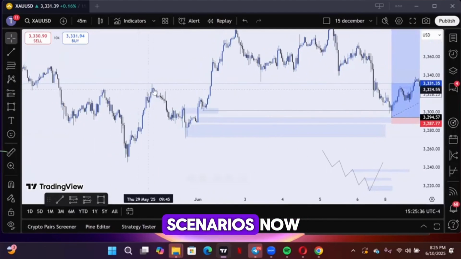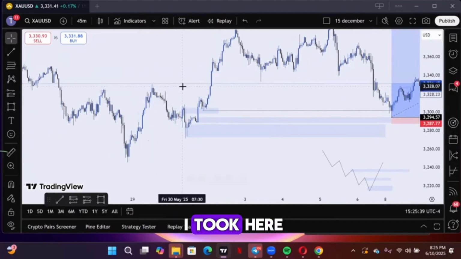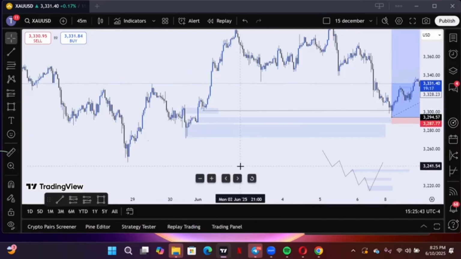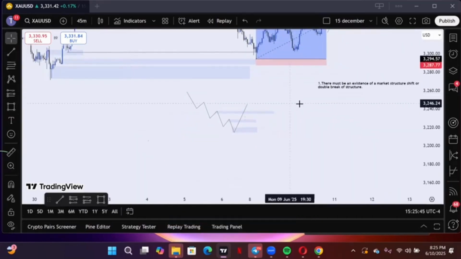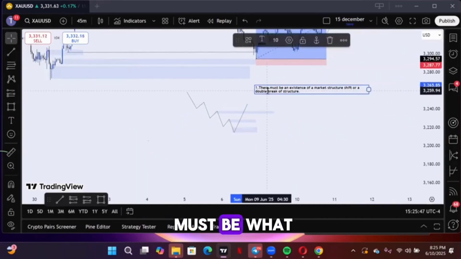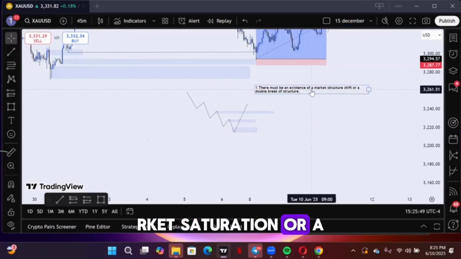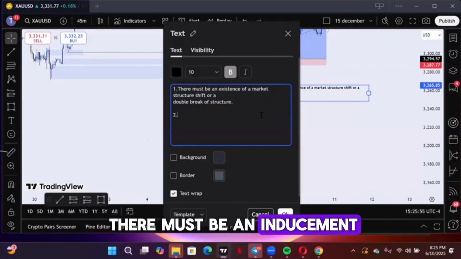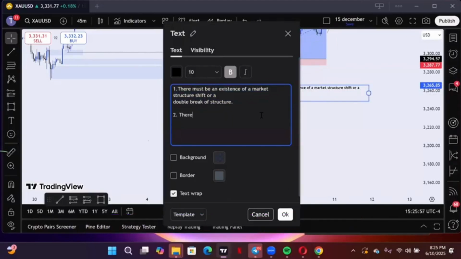So I'm using two scenarios now. This buy scenario that I took here and also the sell scenario on the other side. So now, the first rule, we already have it, that there must be an existence of a market structure shift or a double breakout structure. Now, the second rule says there must be an inducement slash liquidity.